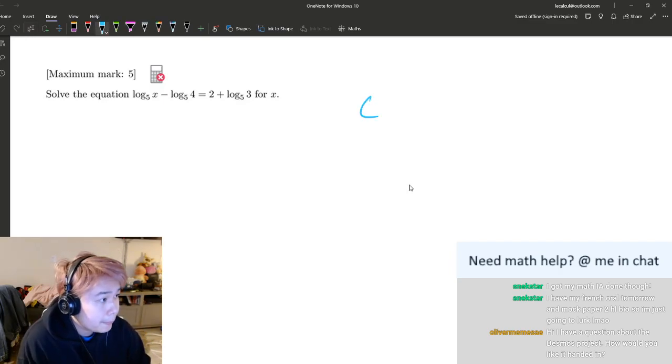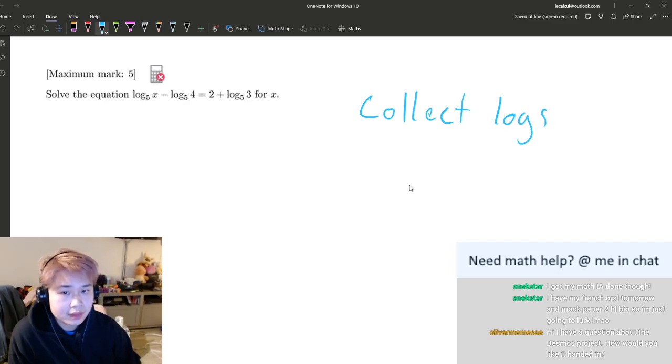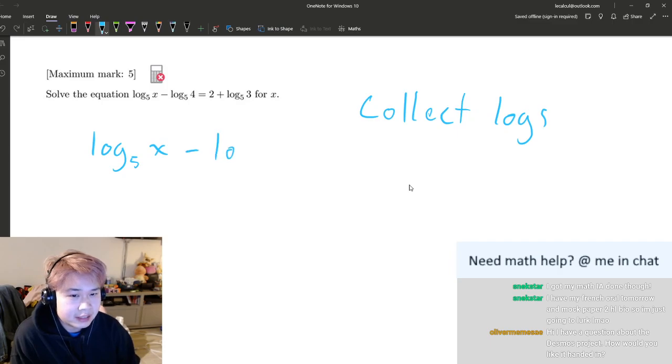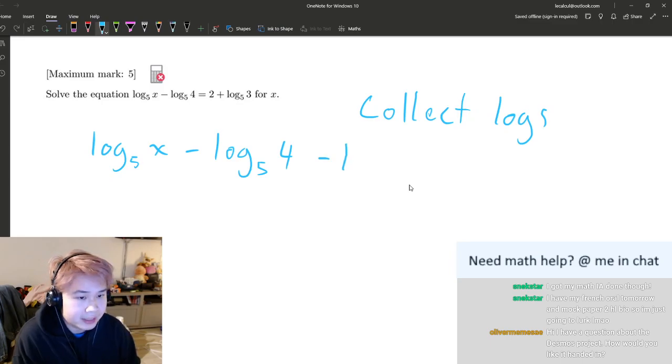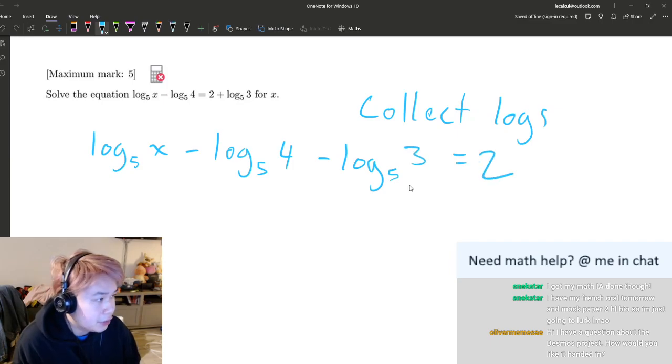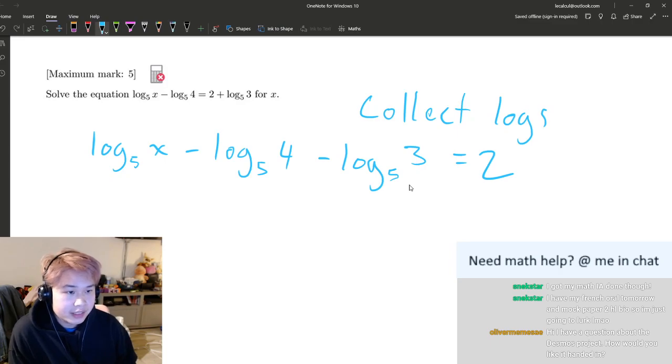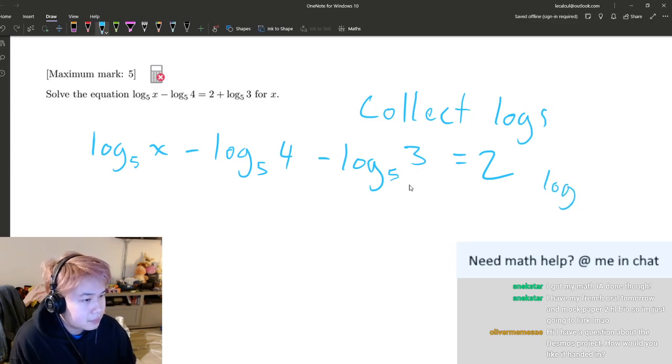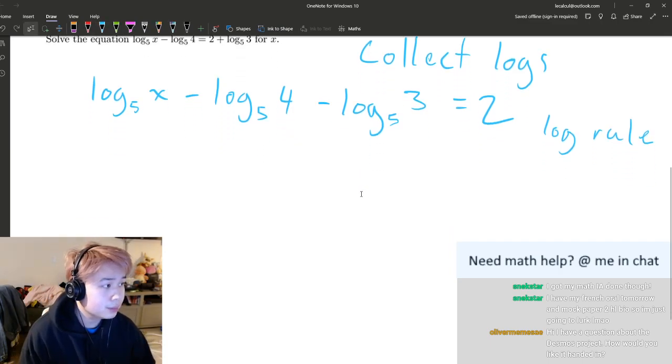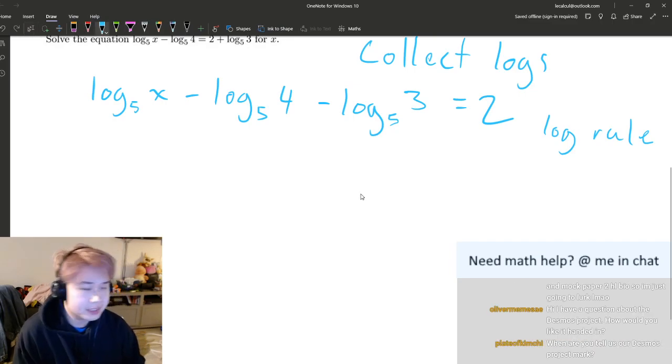So a typical log question. I personally like to collect all my logs. So I would have log base 5 of x minus log base 5 of 4. And then that log base 5 of 3 on the other side, I would subtract over. And I would just leave the 2. And then we just use your log rules to consolidate everything into one log, because they're all of the same base.